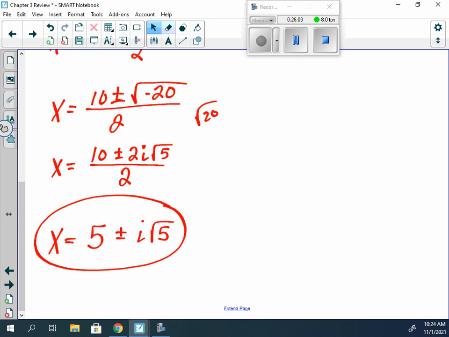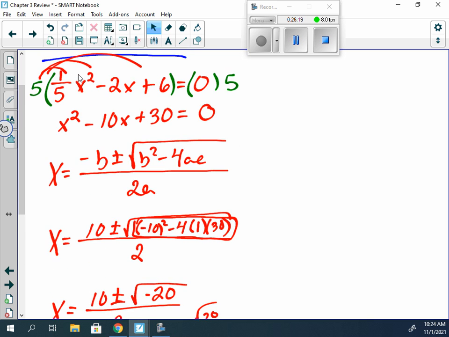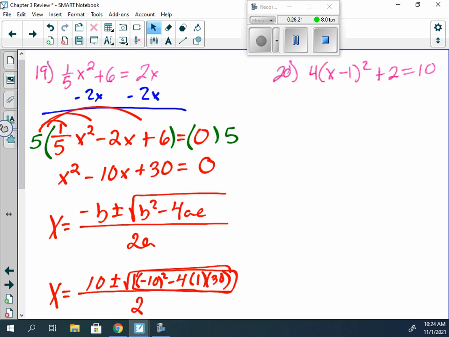Any other questions on this here? Yes. Yeah, because that works with any of these. And it's mainly coming from the fact that I have 1/5 x squared. Because 1/5 times 5 is 1. And we can do this with any type of problem or situation.